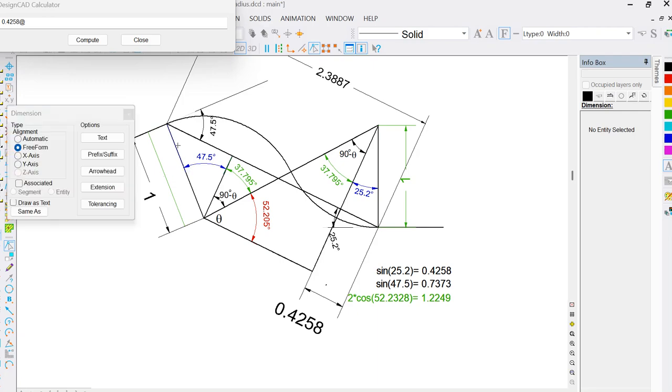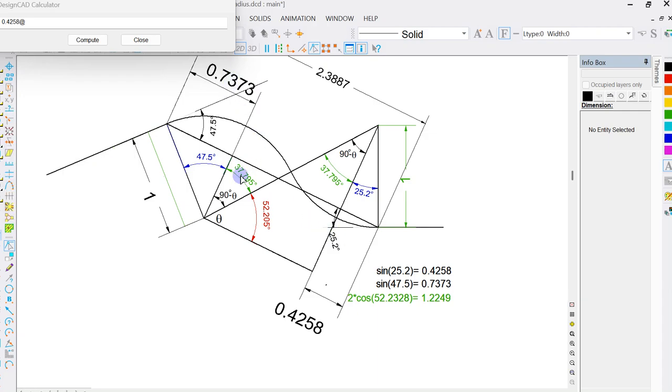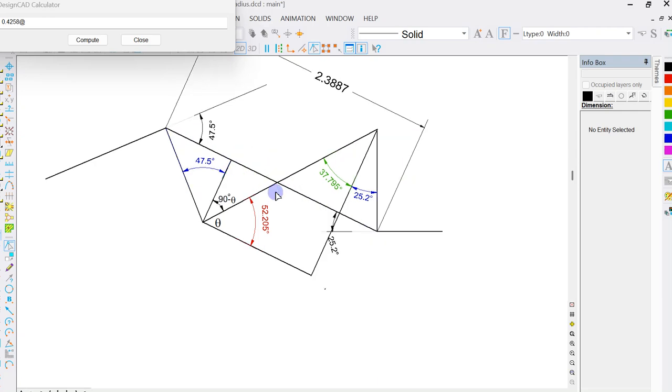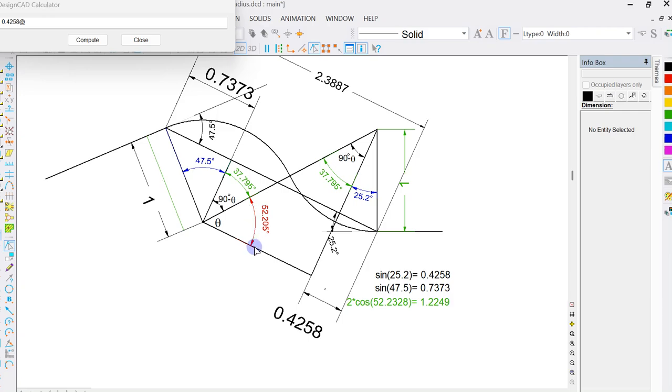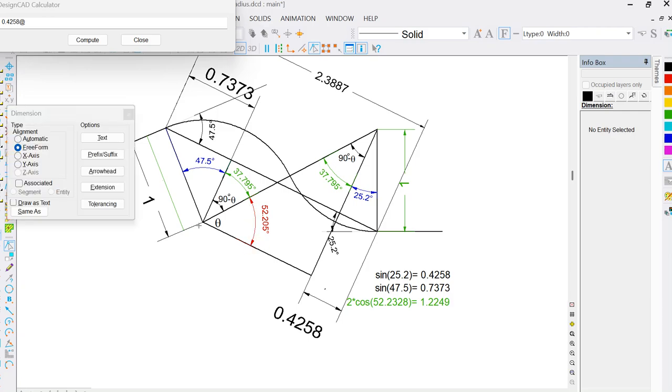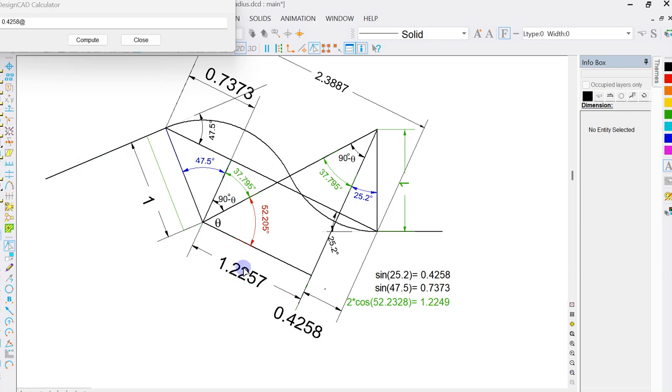So you get the sine of this angle ends up being that. What it gives you is a ratio of these angles to that diagonal, depending on the length of that. Then you get this angle, and then this is the cosine of 2 times. So let's do this.